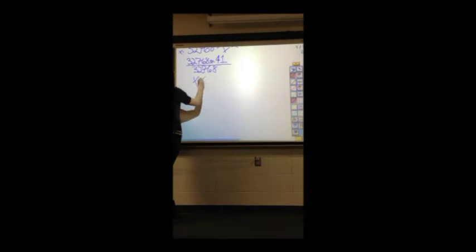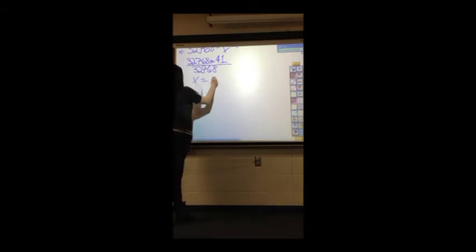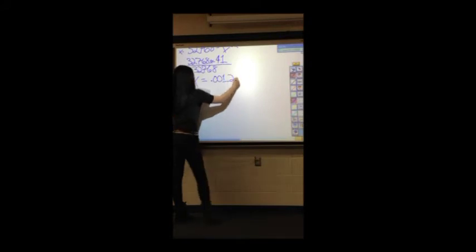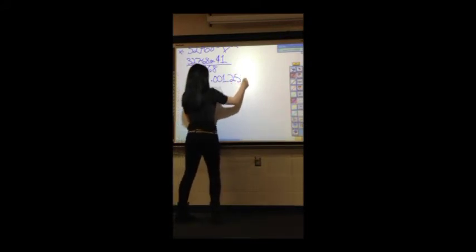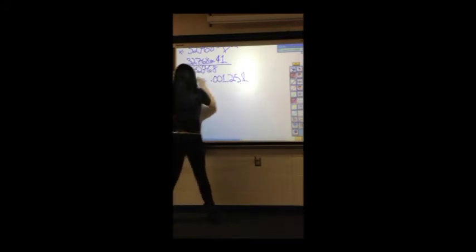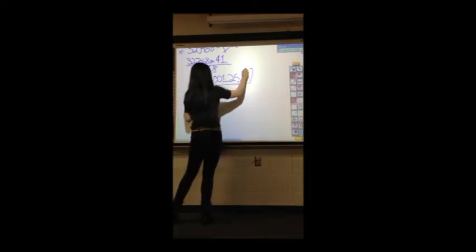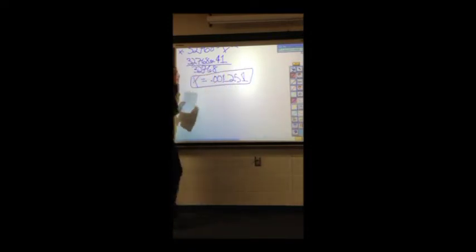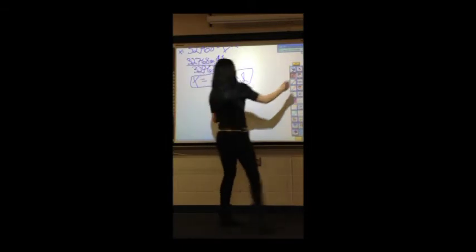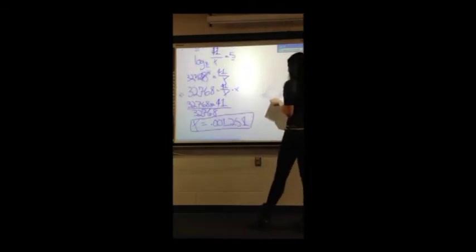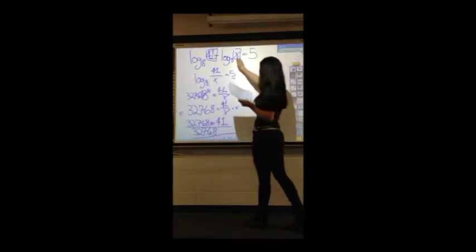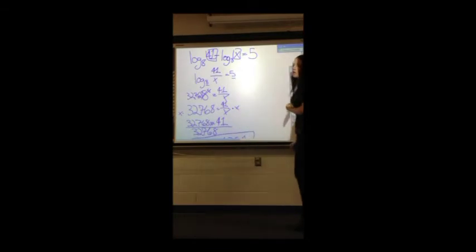When you divide both sides by 32,768, x comes out to be 0.001251. And then if you wanted to check your work, you could go back and plug x in at the beginning, and when you check it out, it comes out to be 5.